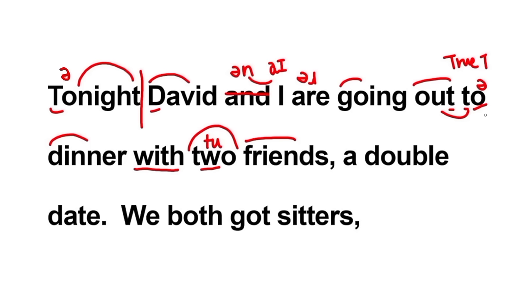With two friends, a double date. A double date, with a stop T. So we have the word a with a schwa, a double date. And in this thought group, these three words are very linked together. We have an unstressed syllable, then a stressed syllable, then an unstressed syllable, and a stressed syllable. Da-da, da-da.